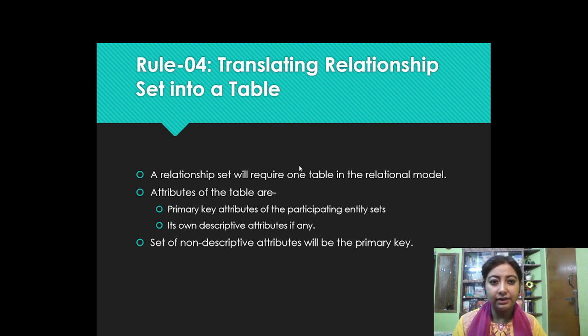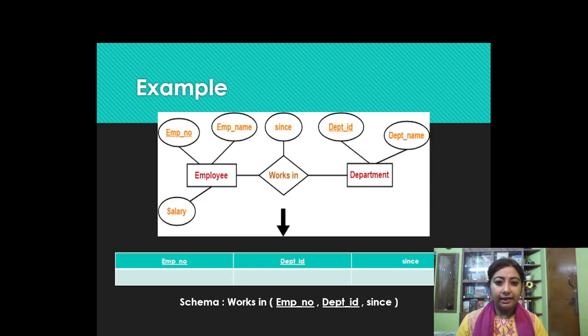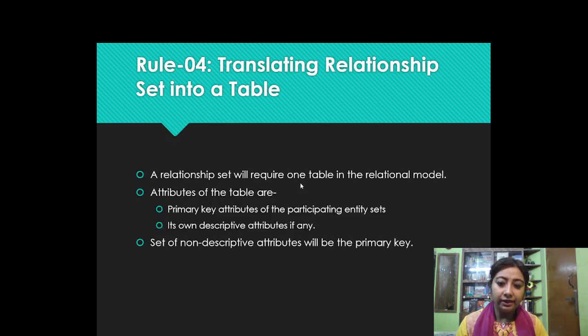For translating a relationship into a table, let's move to this example. We have already seen that we can make tables from the entities. But in some cases the relationship can also become a table. So what are the rules to make this relationship, this diamond box, into one table? The rules are given here. A relationship set will require one table in the relational model.